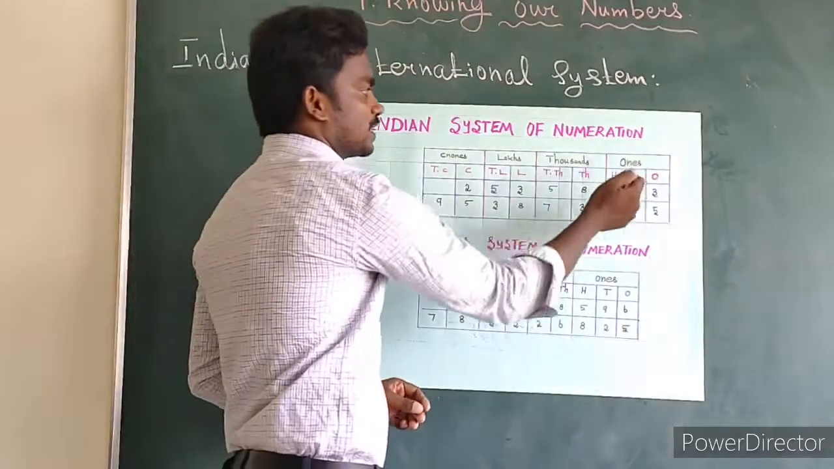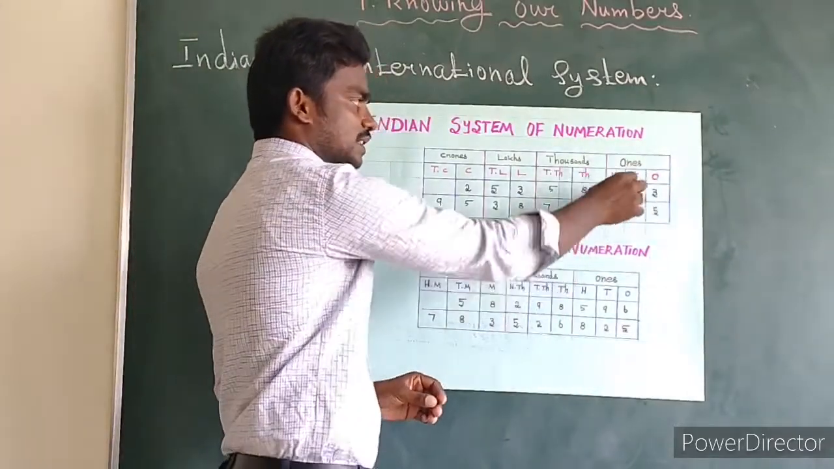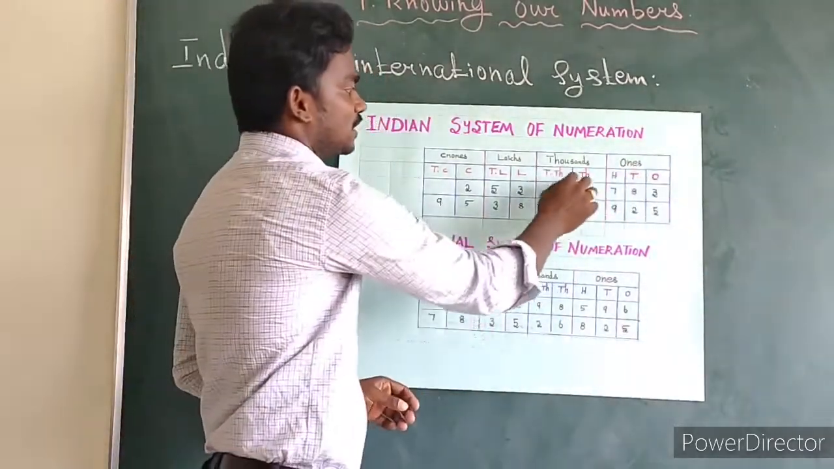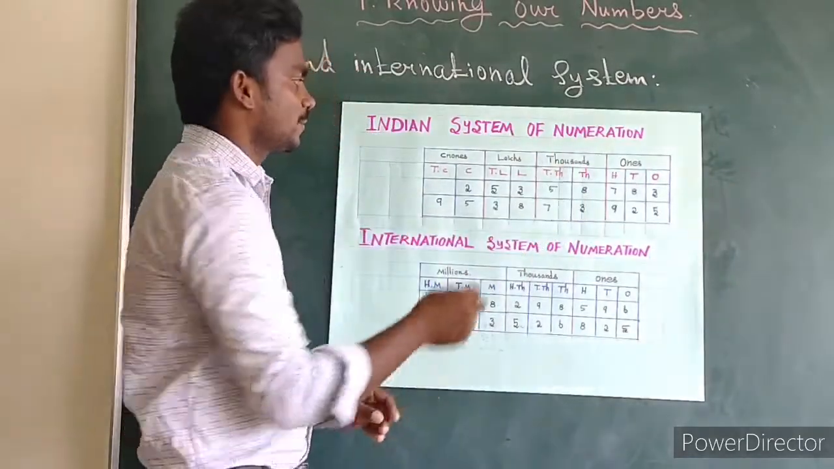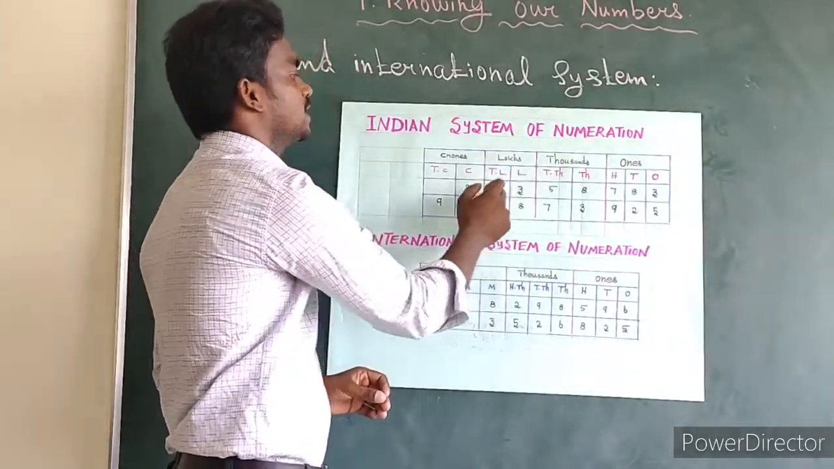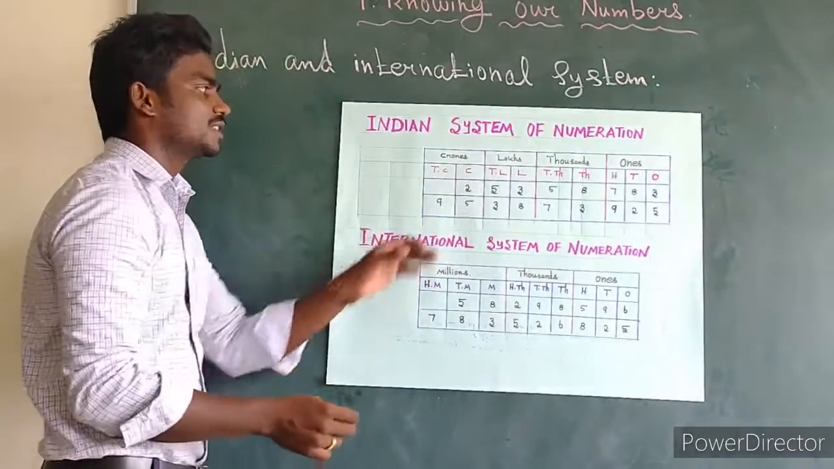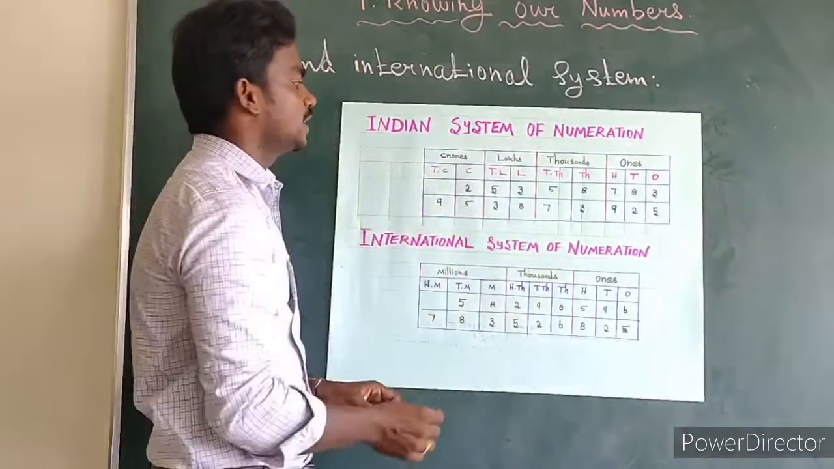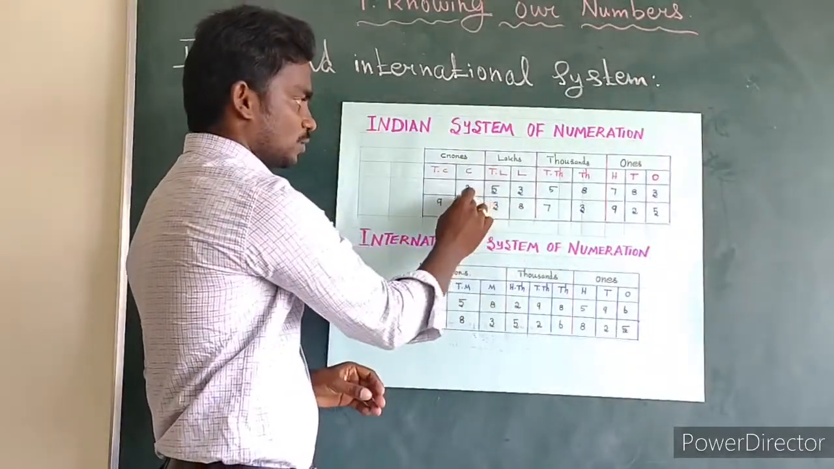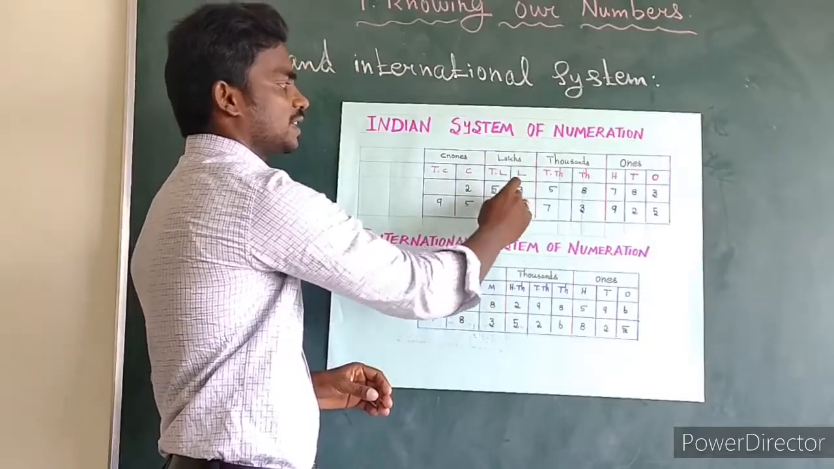See the ones place: ones, tens and hundreds are considered in the ones place, and thousands and ten thousands are contained in the thousands place. Next, the lakhs place contains lakhs and ten lakhs, and the crores place contains crores and ten crores. So how to read this number? In the crores place we have 2, in the ten lakhs place 5, lakhs place 3, and so on.